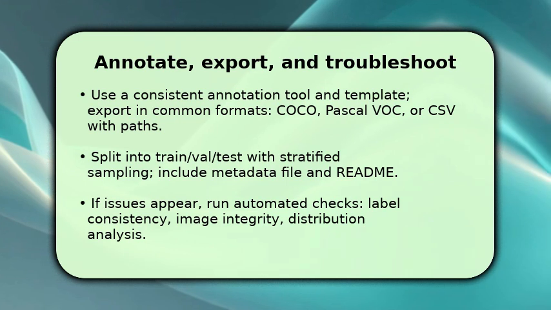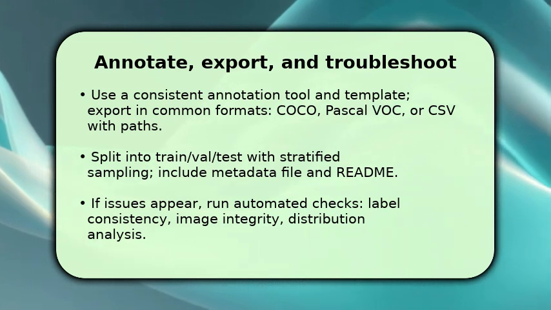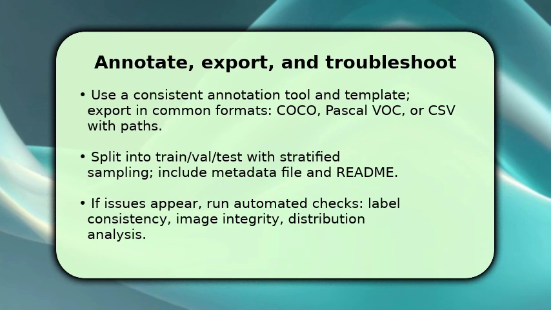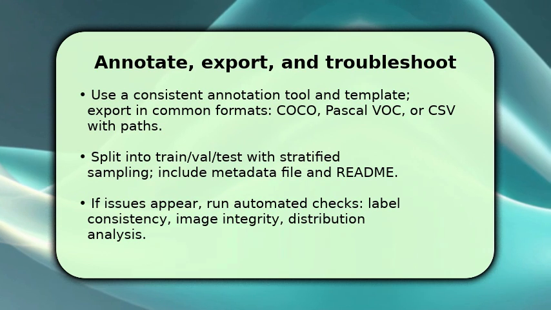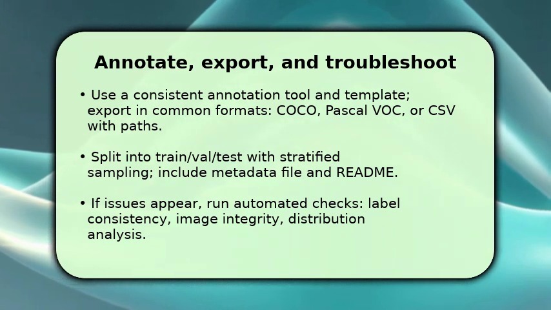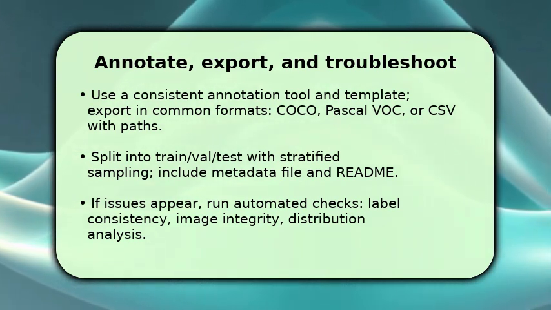If something goes wrong, run automated checks for label consistency, image file integrity, and distribution skew. Fix at the source, re-export, and rerun checks to confirm the dataset is clean and reproducible before training.